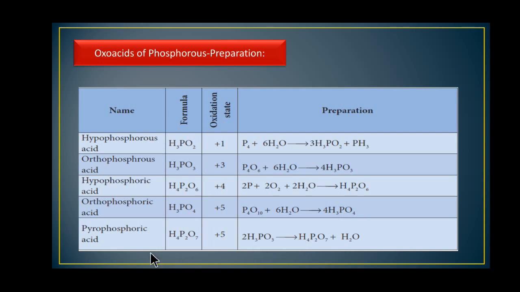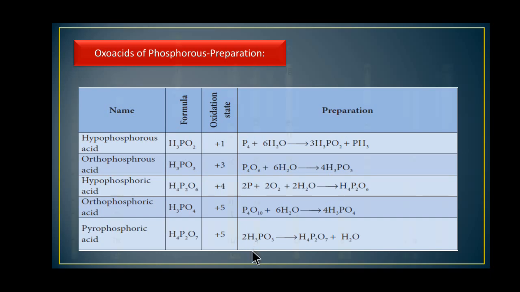And finally, the product pyrophosphoric acid: H3PO3 dissociates and will give the product. Is it clear? Just note it. Pyrophosphoric acid is prepared by the dissociation of H3PO3. What is H3PO3? It is the compound orthophosphorus acid.